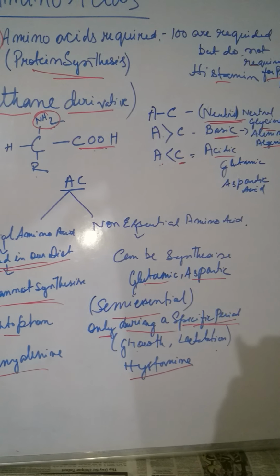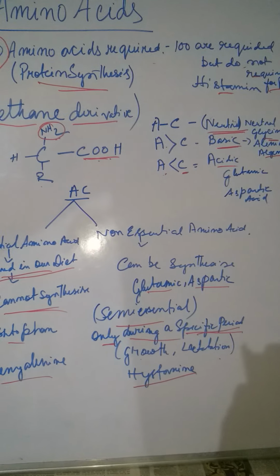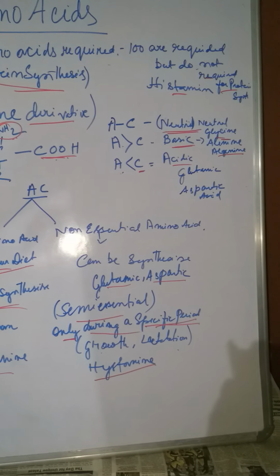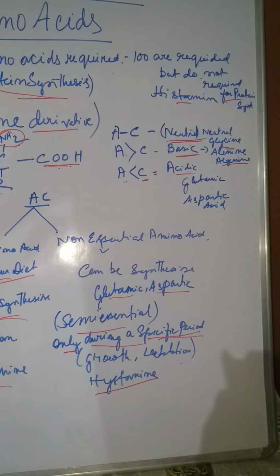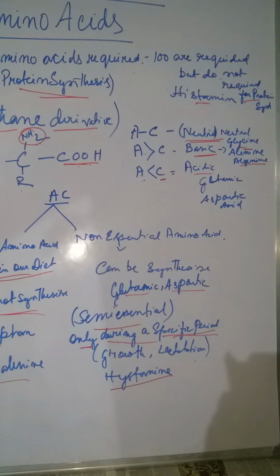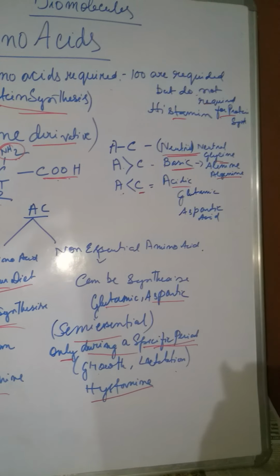If the number of amino groups is more, the NH2 group is more, we call it a basic amino acid. Examples are alanine, arginine, like that. And if the carboxylic section is more, we call it an acidic amino acid.